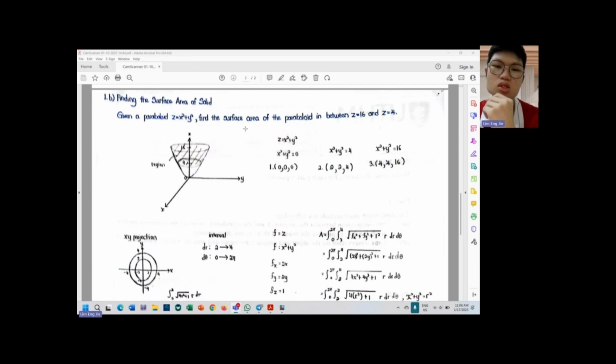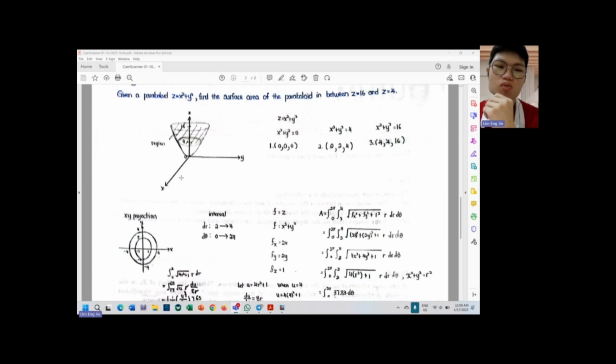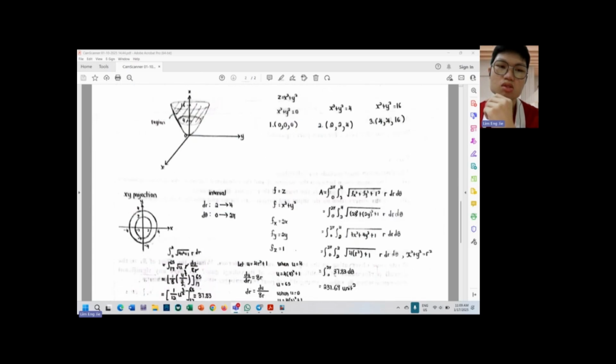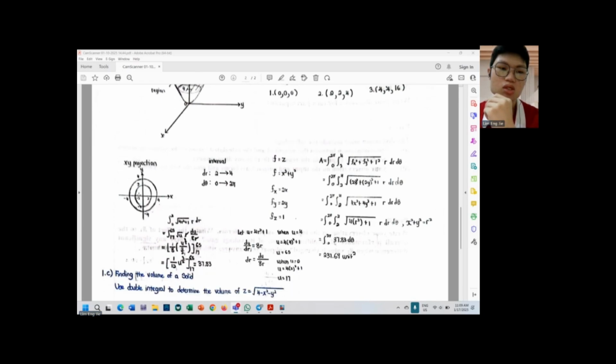We can use this to find 3 points to help us sketch a 3D graph of the paraboloid so that we can determine which projection we want to use. After finding the 3 points, we know the region stops at 16 on top and at 4 below. We take the xy projection. If we look like this, the area we want to find is here. Based on this, we can use polar coordinates, a circle.